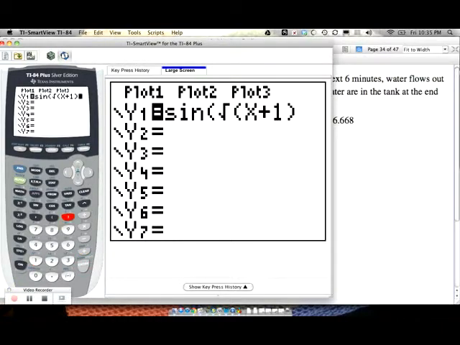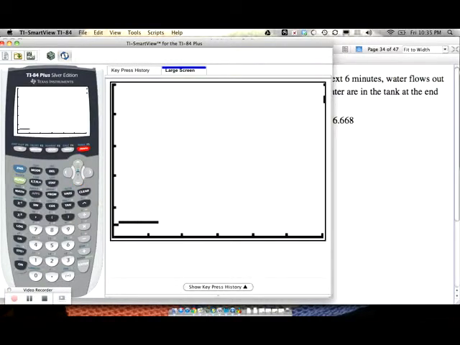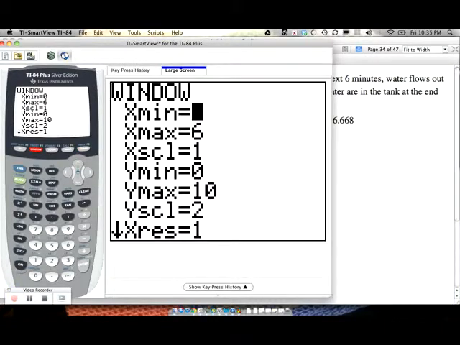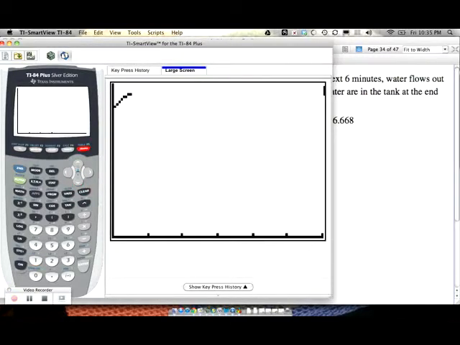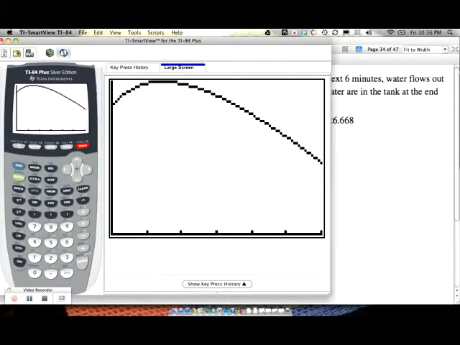We're going to be integrating this from 0 to 6, so we need our window to be from 0 to 6, which it actually already is. It's kind of interesting they have that set up so you don't have to change a whole bunch. I'm going to go from 0 to 10 for the y value here. Looks like it doesn't go over 1, so let's just go from 0 to 1, just to give ourselves a picture of what's really going on. So there's my function. I need to find this amount of area, then subtract it from that original 81.637 gallons.